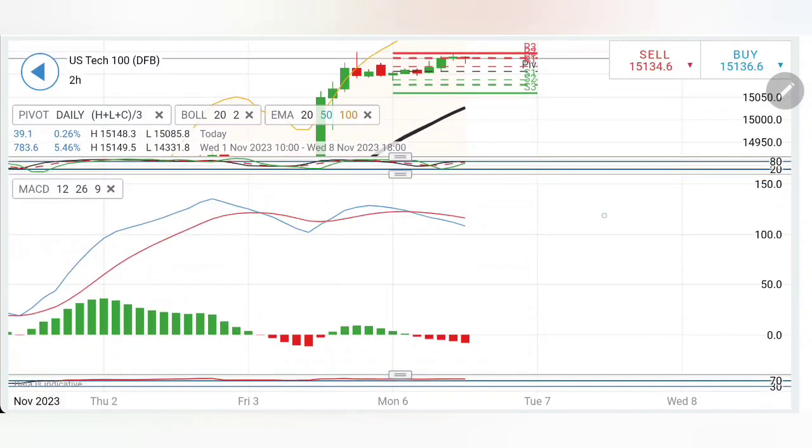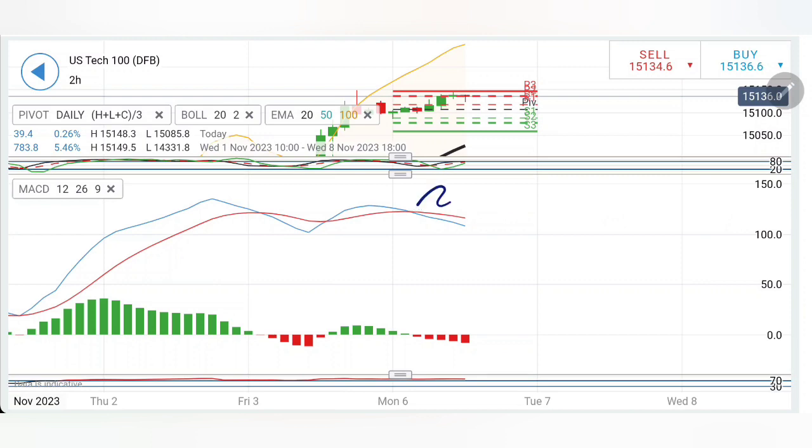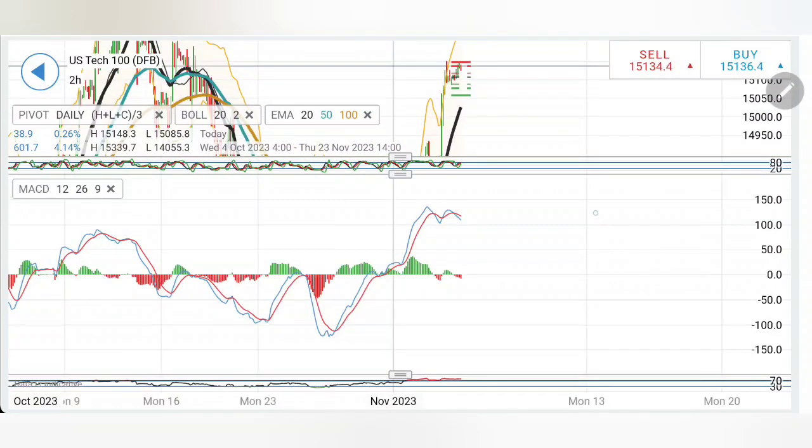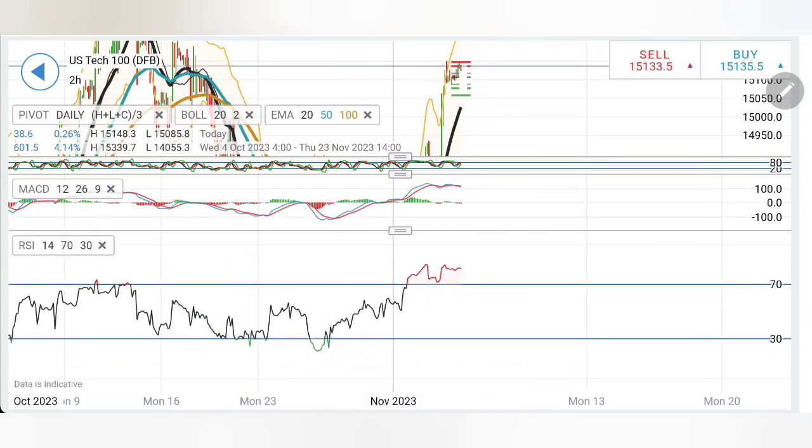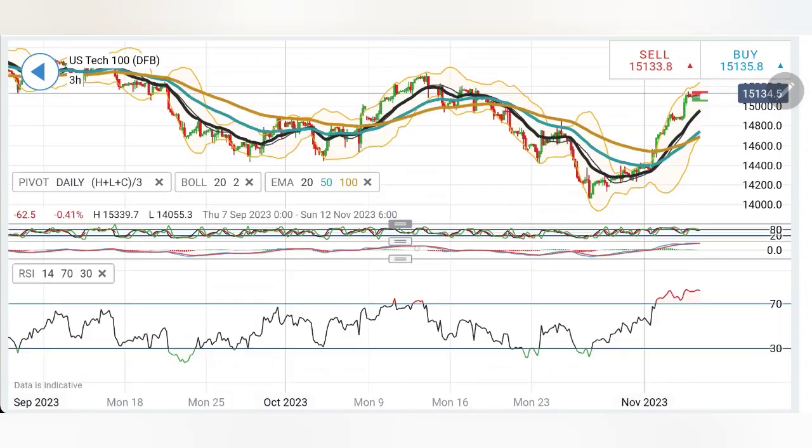Stochastic overbought. MACD has crossed over at the top, and if you look at the MACD, it is trading with divergence, looking downward. So possibly a little bearishness from here cannot be denied. RSI is consistently staying overbought on the 2-hour charts.